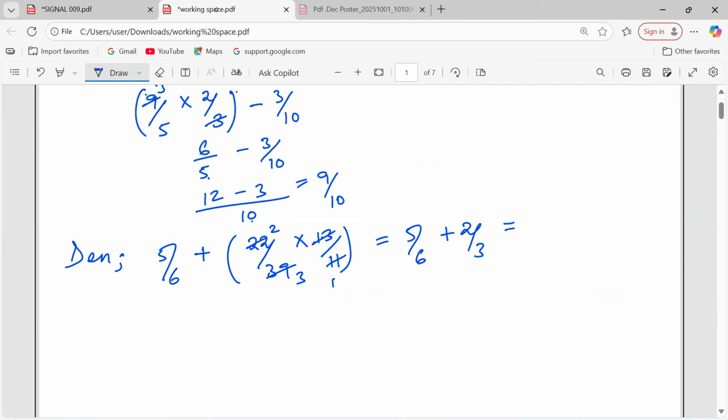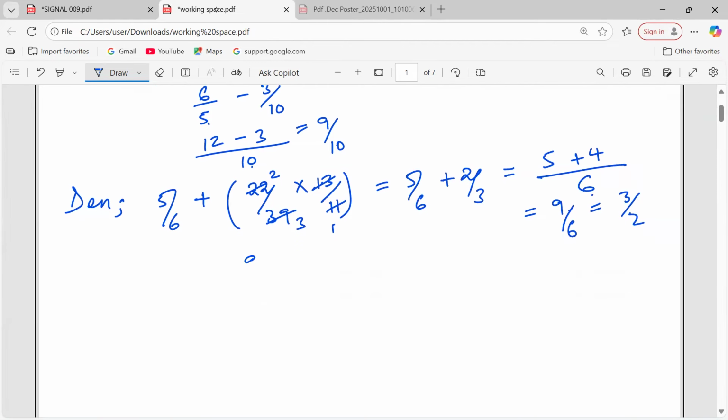Then we simplify this now. LCM of 6: 6 divided by 6, we get 1 times 5. Then 6 divided by 3, we get 2 times 2, we get 4. So you see I'm getting now 9 out of 6. This can simplify by 3. By 3, I'll be getting 3, and by 3, I'll get 2. So we're having 3 over 2 from the denominator.